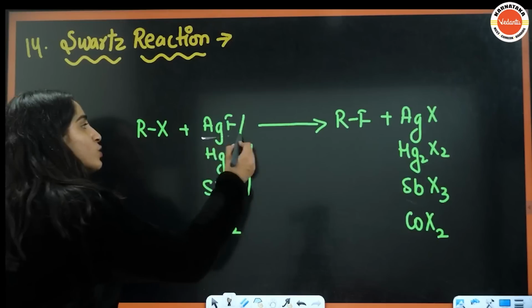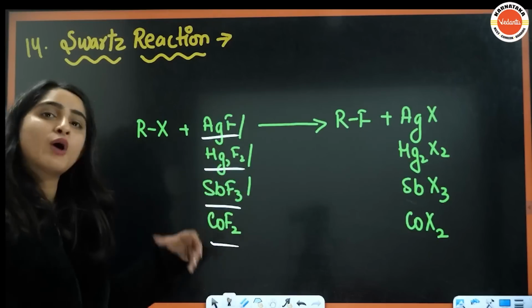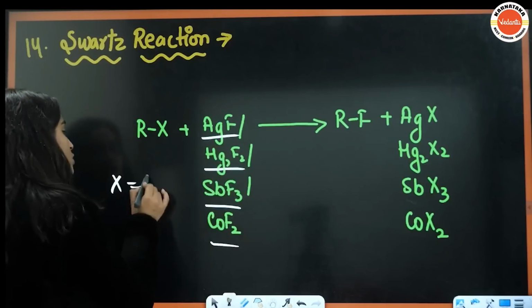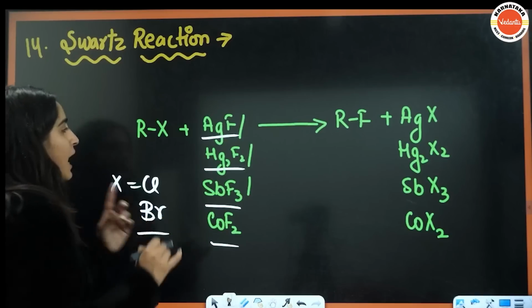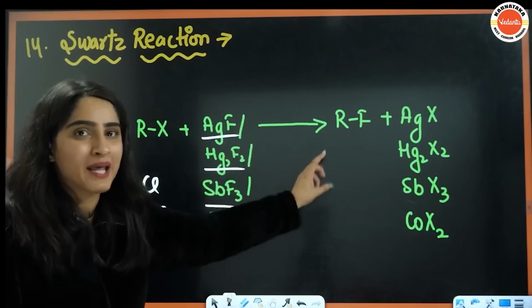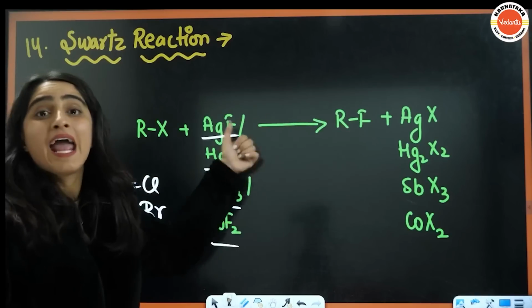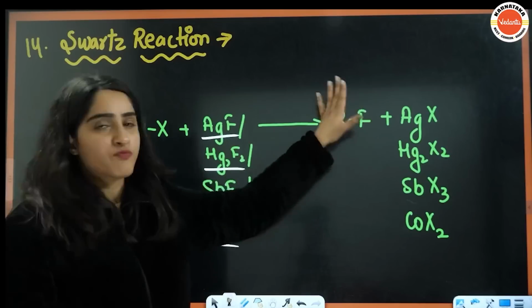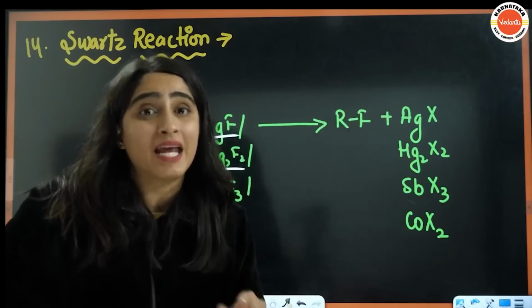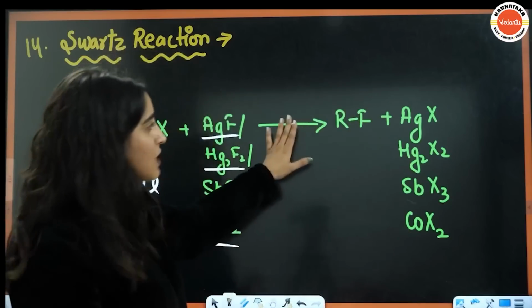So this is the Swarts reaction. In the Swarts reaction, we use inorganic fluoride. This is also a halogen exchange method. So here also X can be Cl or Br, and then the halogen is replaced by fluorine in presence of inorganic fluoride. Otherwise, the formation of RF is a very explosive reaction. So this is done this way.